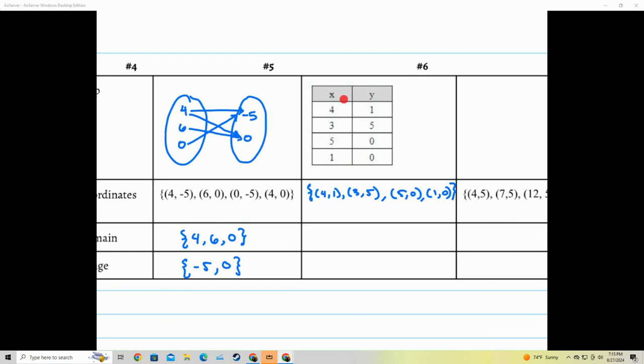What's my domain? It's still the first set of numbers, which in this case is going to be 4, 3, 5, and 1. What's going to be my range? Well, it's going to be my second set of numbers, but I don't need to write the 0 twice, so I'm just going to write 1, 5, and 0.